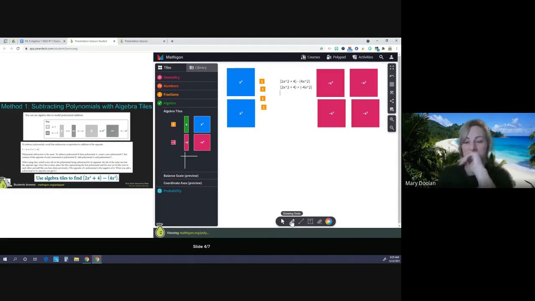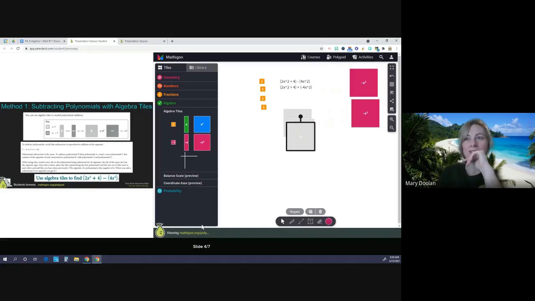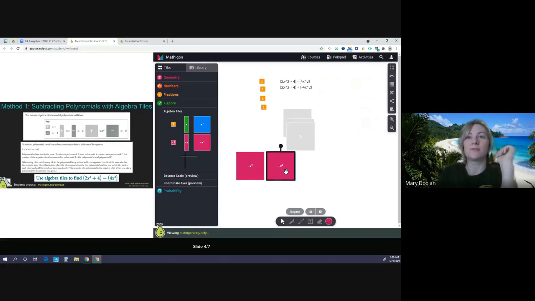You also have this drawing tool that you can use. Okay, so do you remember how to add these polynomials? You have to create zero pairs. If they're the same shape but opposite signs, they create a zero pair. Once I've created all the zero pairs I can, what I have left over is the solution. So we have 2 of these, and we have 4 of these. Okay, and so then, what is this? This is our answer.